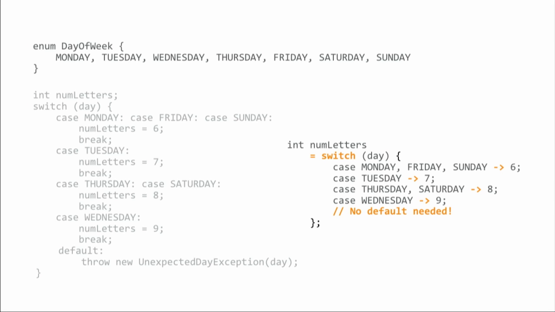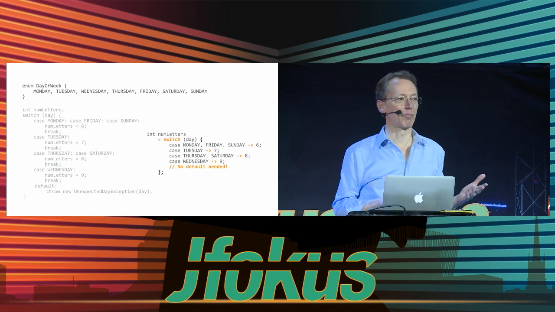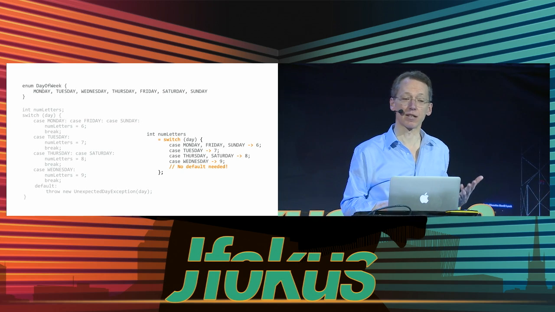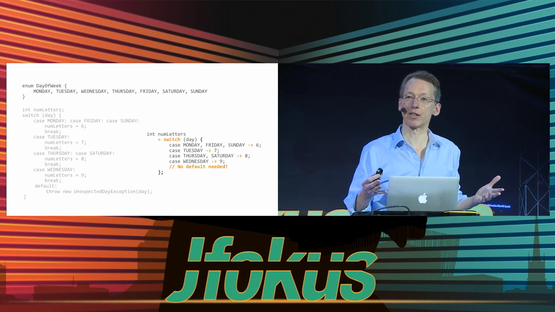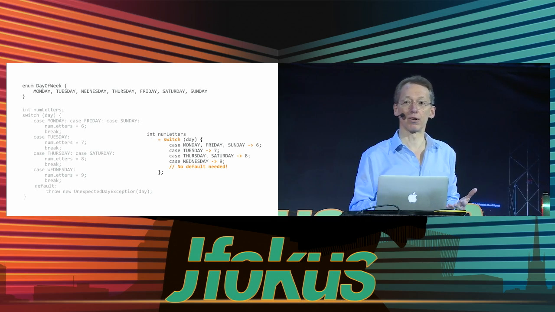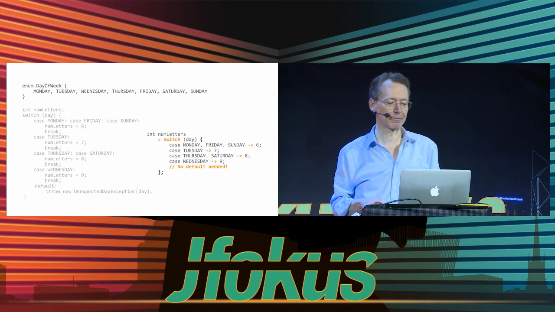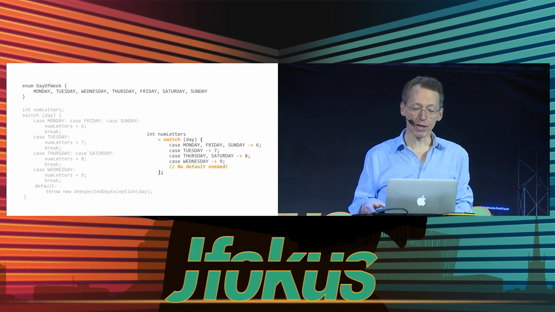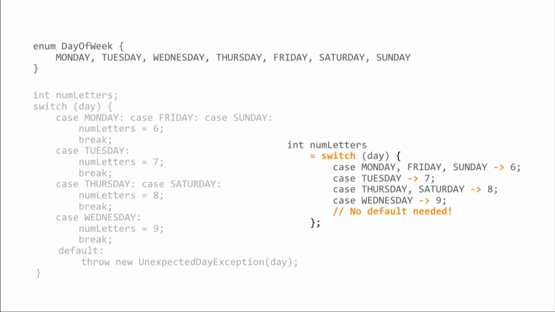And you don't need to provide a default case. Since enums are final, the compiler, through some fairly simple analysis, can determine that you've covered all the cases, so you don't need a default. And if you haven't covered all the cases and you don't provide a default, the compiler will tell you about it. So switch expressions are in Java 12.